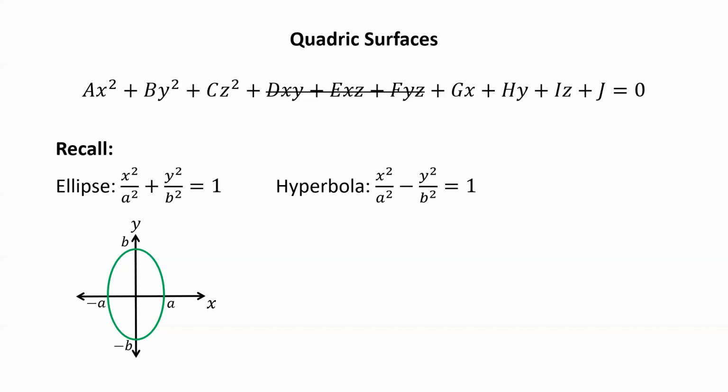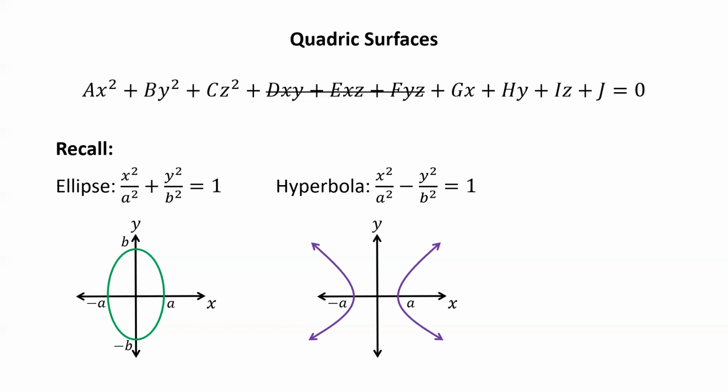A hyperbola has a similar equation to an ellipse, except there's a minus sign instead of a plus sign. The hyperbola x squared over a squared minus y squared over b squared equals 1 has the following graph. Notice we move left and right a units from the origin to plot the vertices of this hyperbola. We won't be concerned with the number b here. It has to do with the asymptotic behavior of the branches of the hyperbola.